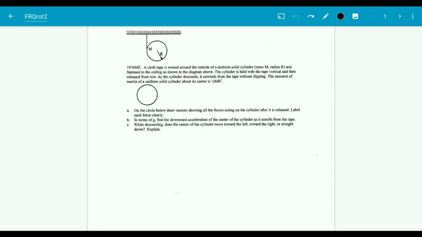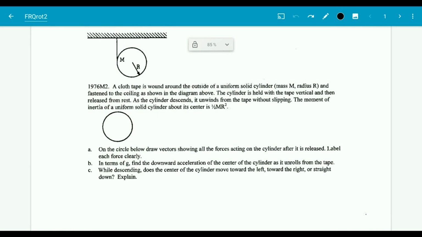Okay, so today we are going to be going over the 1976 AP Physics C Mechanics question number 2. The question says a cloth tape is wound around the outside of a uniform solid cylinder, mass m, radius r, and fastened to the ceiling, shown in the diagram above. The cylinder is held with the tape vertical and then released from rest. As the cylinder descends, it unwinds from the tape without slipping. The moment of inertia of a uniform solid cylinder about its center is 1/2 mr squared.